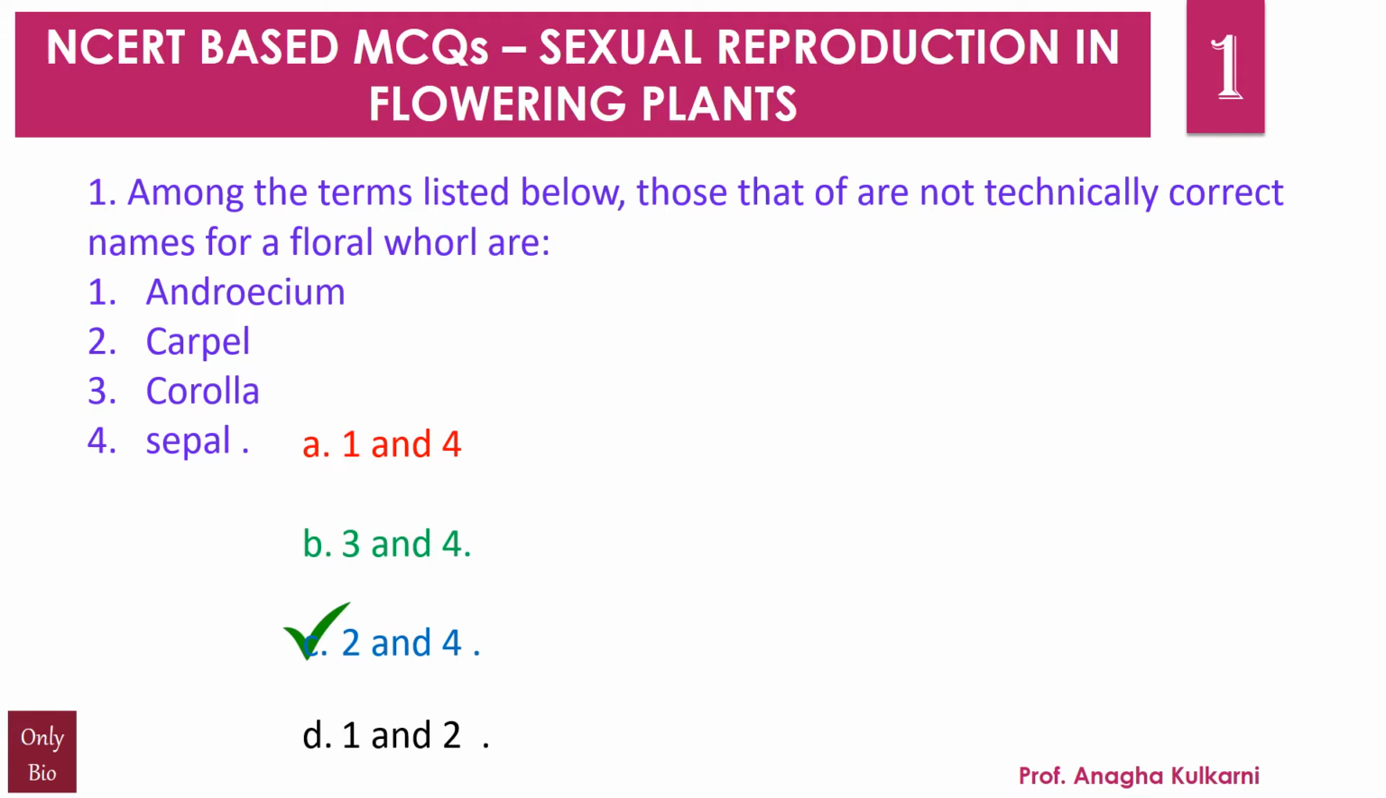It's a member of gynoecium. So the floral whorl it represents is gynoecium. And fourth, that is sepal, represents the calyx. So the technically correct term would have been gynoecium and calyx.